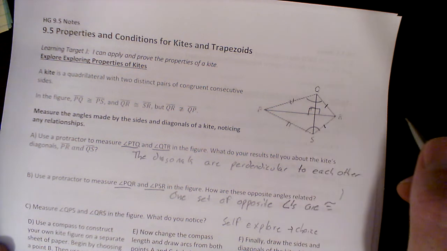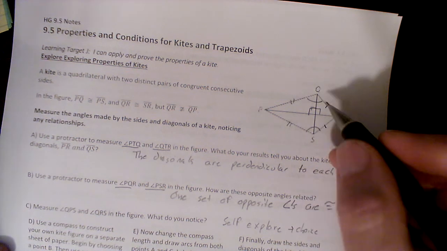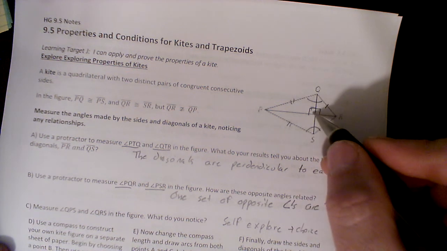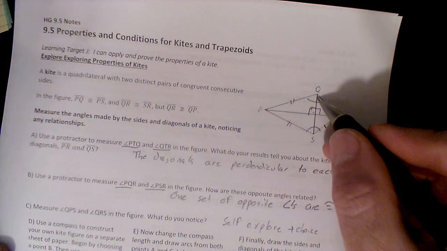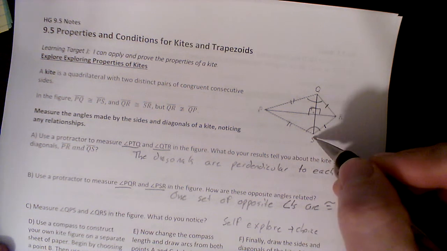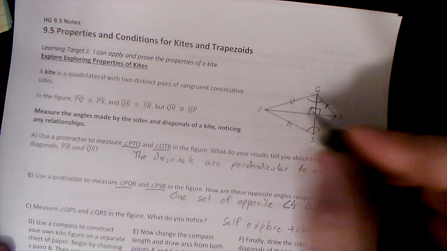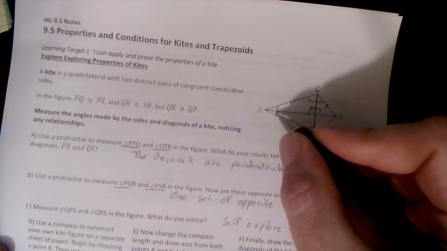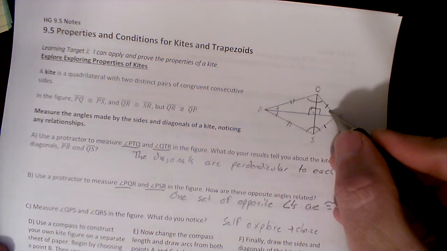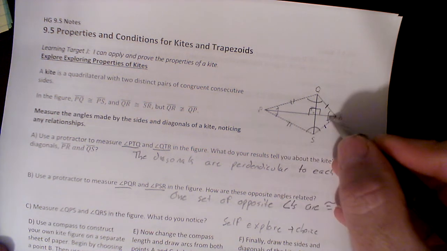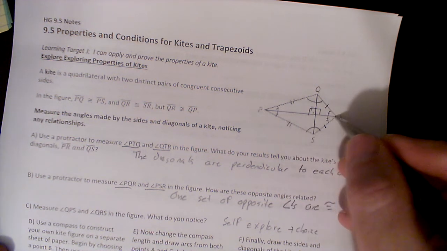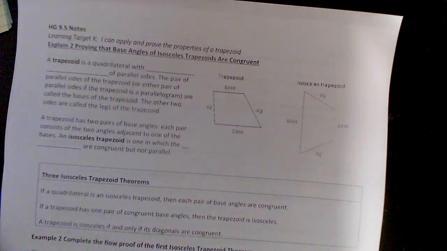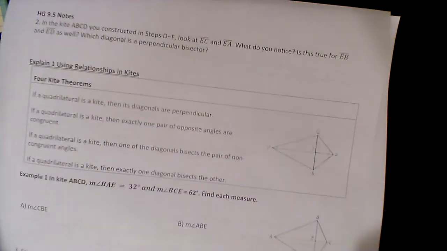Alright. So what do we know so far? We know the diagonals are perpendicular to each other. We know the one set of opposite angles are congruent. And this other diagonal, I'm going to let you know right now, and we're actually going to show you in class, this other diagonal bisects these angles as well. Alright, so here are all the attributes. Let's mark it as we go through.